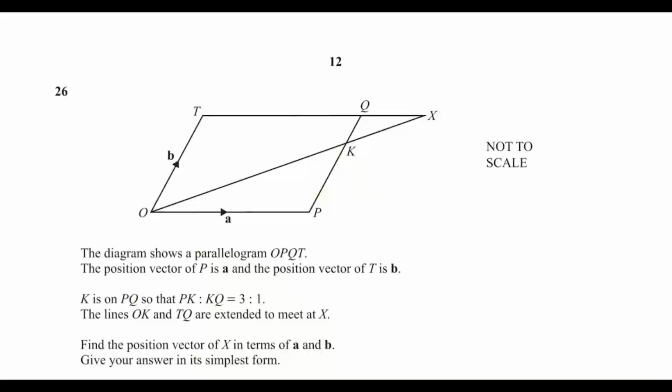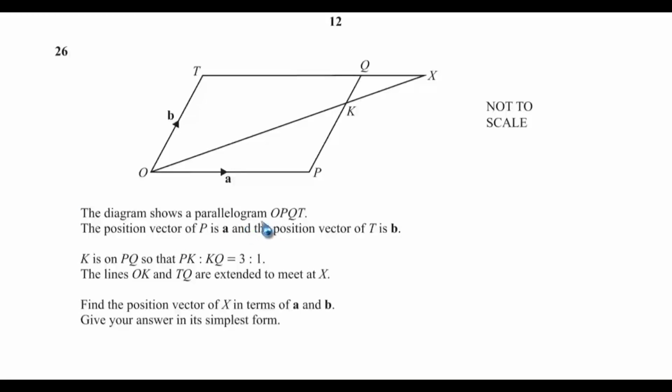So the last question, 26. The diagram shows a parallelogram OPQT. The position vector of P is A and the position vector of T is B. K is on PQ, so that PK to KQ equals 3:1. The lines OK and TQ are extended to meet at X. Find the position vector of X in terms of A and B. Give your answer in the simplest form. So the position vector of X is OX, and this is equal to OT plus TX.